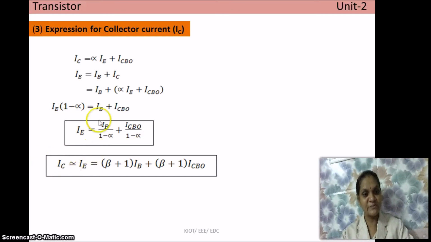So we are finding the output current here and approximating that the collector current we want to find is approximately equivalent to emitter current by this expression, because 1 by 1 minus alpha is 1 plus beta, as we have already discussed. So this becomes 1 plus beta, and here also 1 by 1 minus alpha is 1 plus beta into ICBO. So this is the expression for collector current in case of common collector configuration.